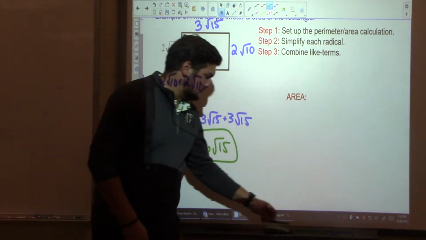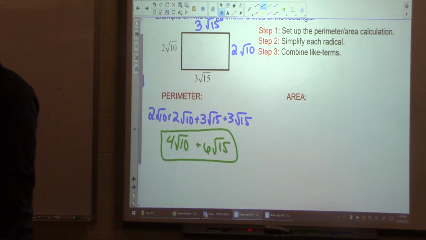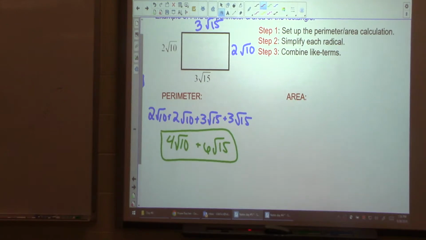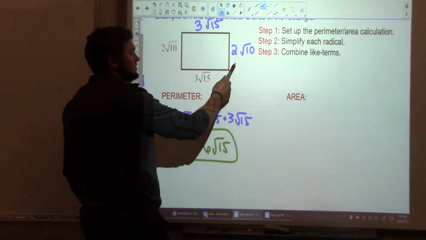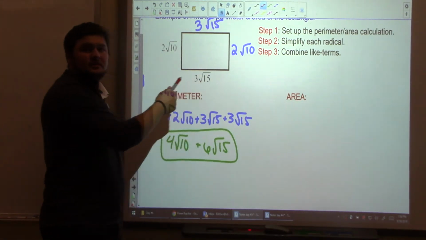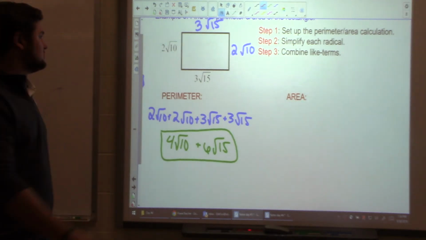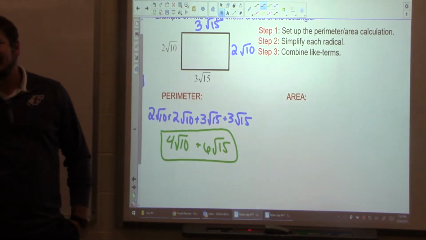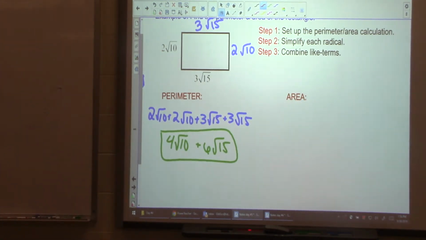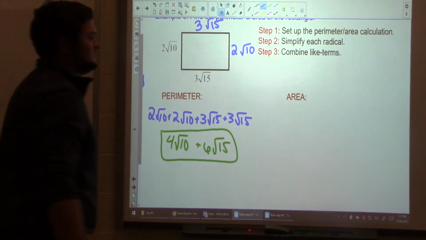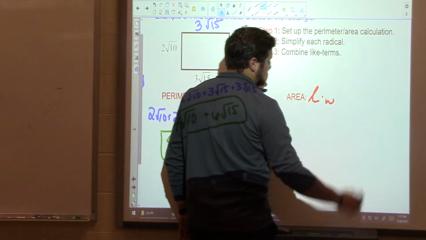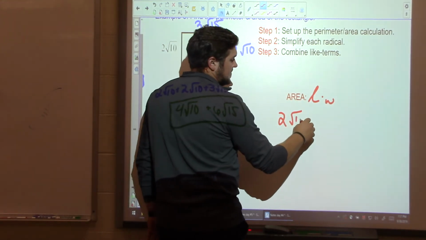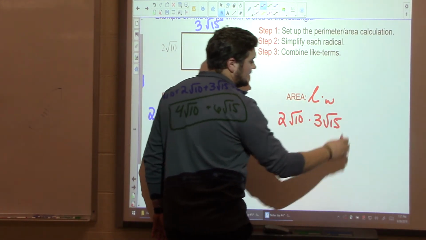Alright. Area of a rectangle. Multiplication. What am I multiplying? The numbers. Okay, so 2 square roots of 10 times 2 square roots of 10... No, the 2 right here, 2 square roots of 10, and 3 square roots of 15. Come on, what is the area formula for a rectangle? Length times width. So, 2 square roots of 10 times 3 square roots of 15.